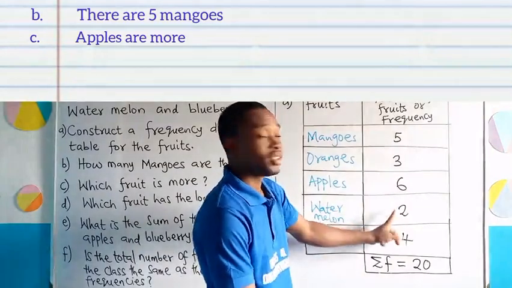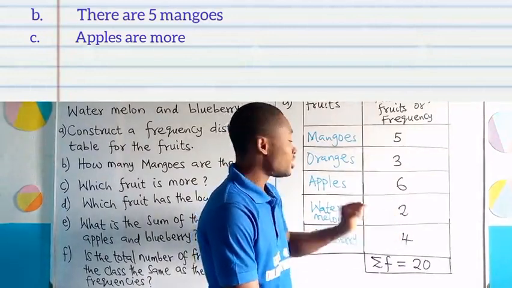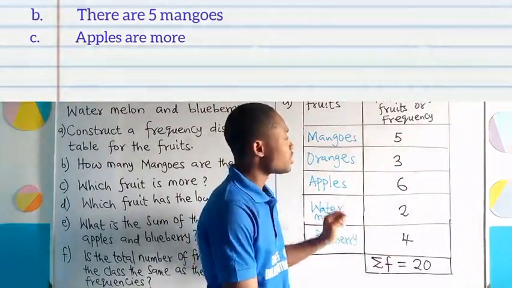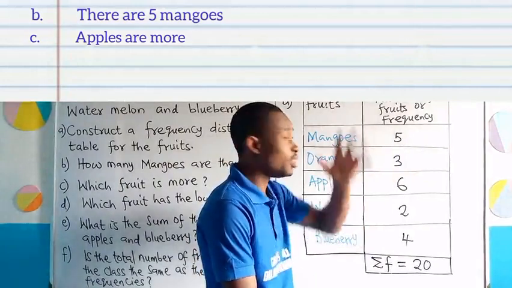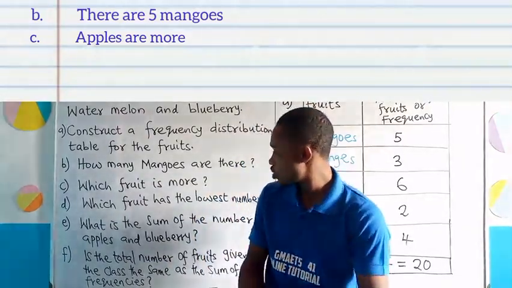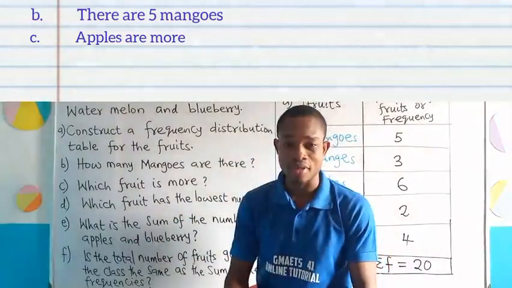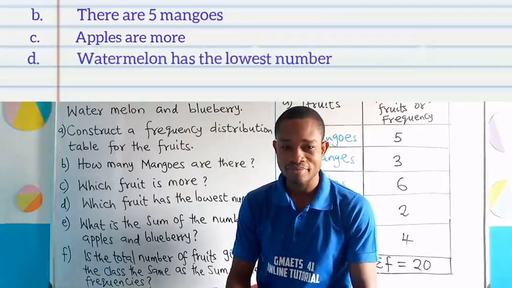Good. The lowest frequency here is 2. And the fruit that has this frequency of 2 is what? Watermelon. It simply means that watermelon has the lowest number of fruits in the fruit bag that I brought to the class. Answer to question D: which fruit has the lowest number? Watermelon has the lowest number.